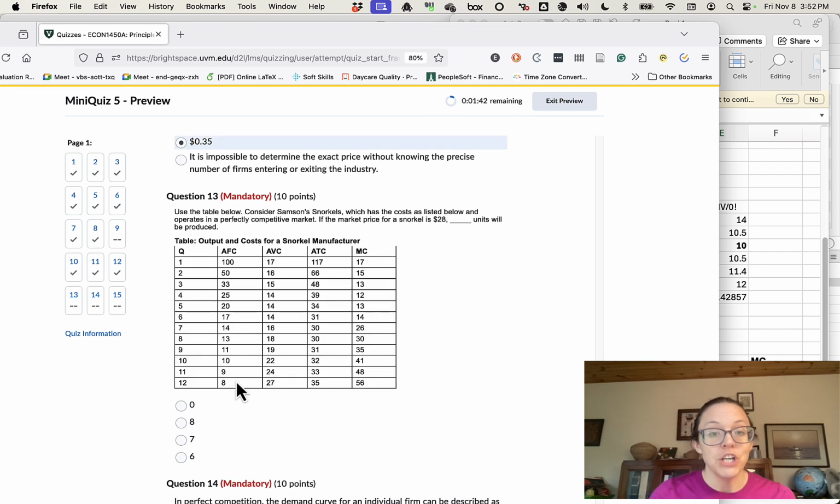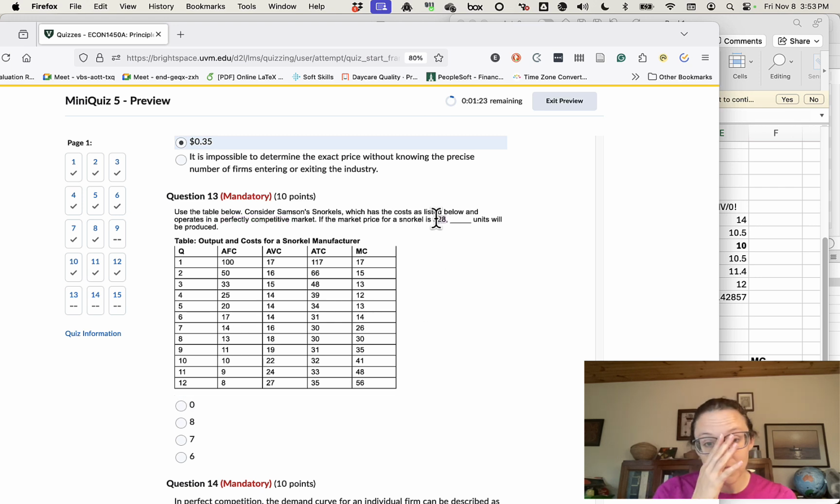Now we've got a giant table. This looks fun, right? So we're back to profit maximization. We check, it's a perfectly competitive market. We need to set marginal revenue equal to marginal cost. And in this case, all the information we need is right here. So the market price is 28.